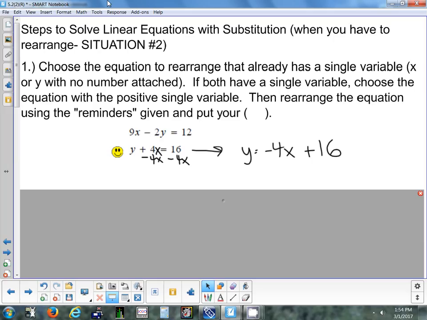Yep. All right. So just remember, even if you said 16 minus 4x, that's okay. But when we've done slope-intercept, we've always put the x right after the equal sign. So when we get y by itself, try to stay in that habit. All right. So now I'm done with that part.